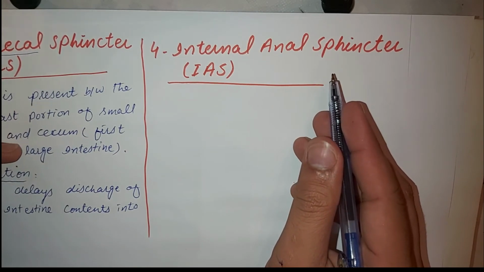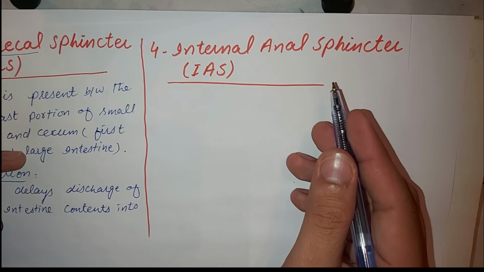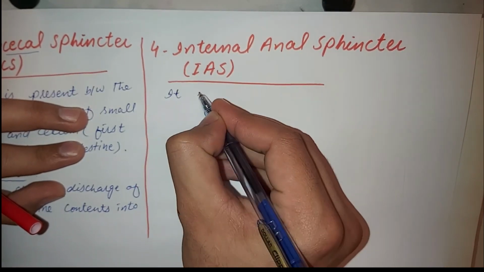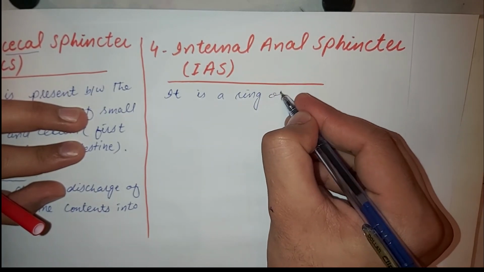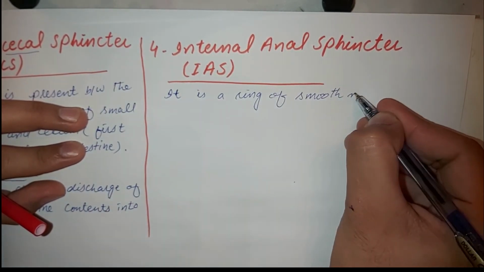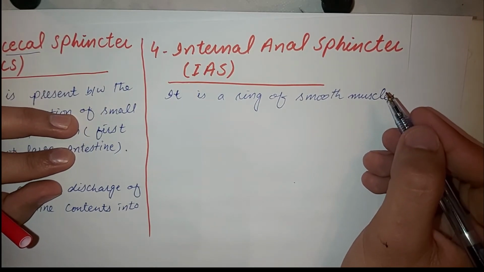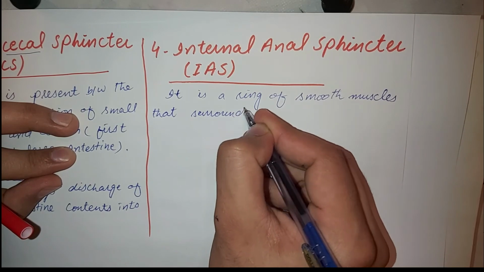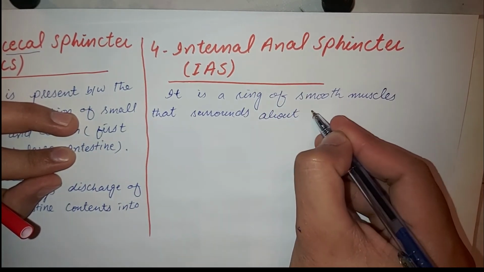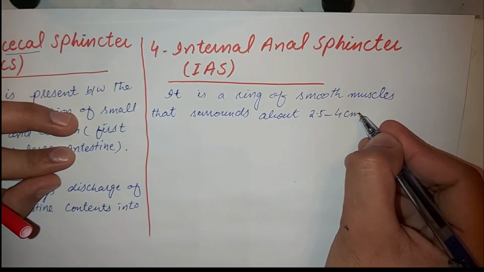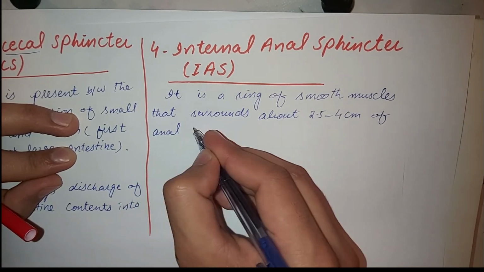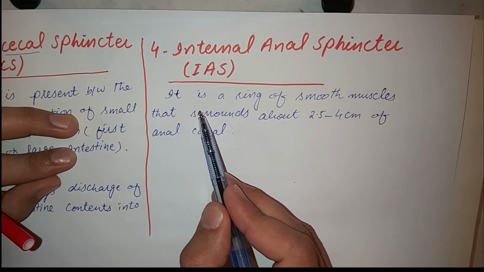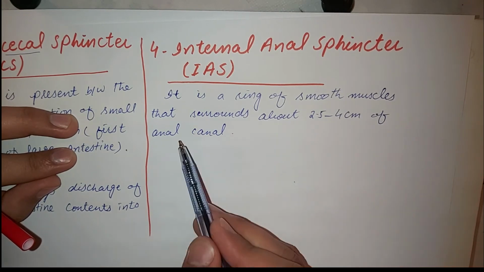The internal anal sphincter is a ring of smooth muscle that surrounds about 2.5 to 4 centimeters of the anal canal.